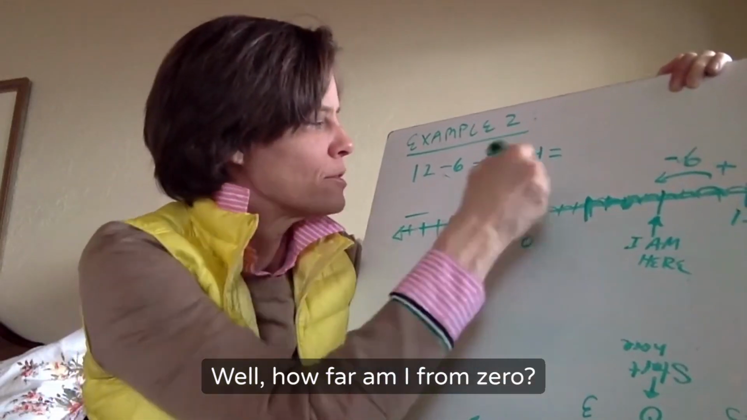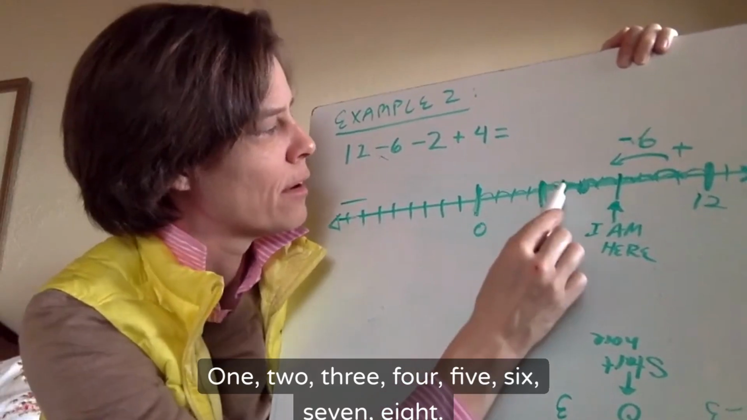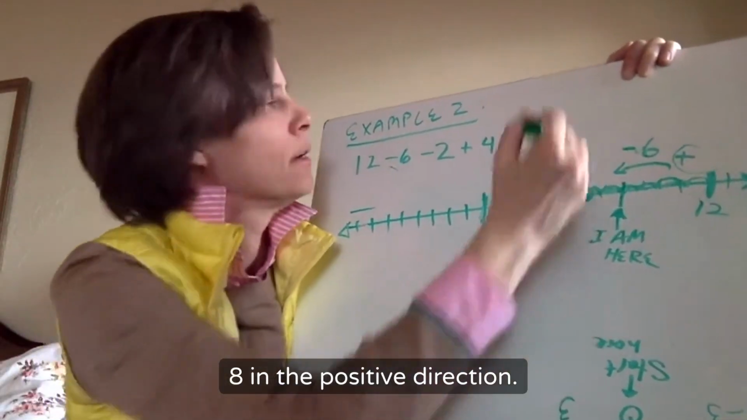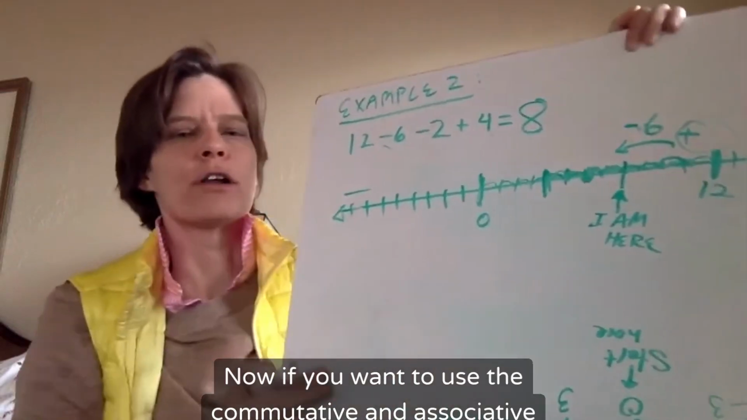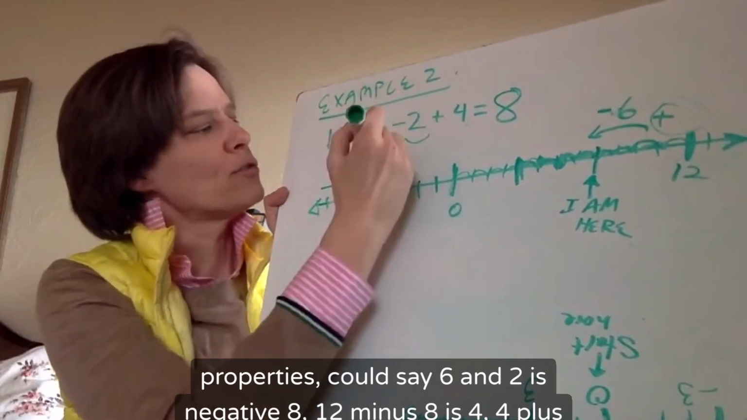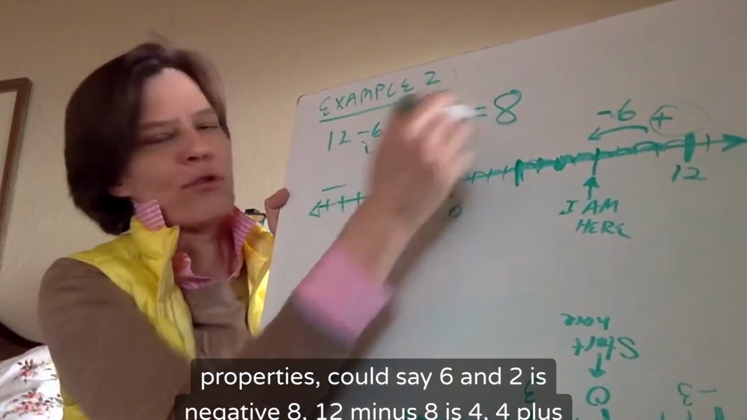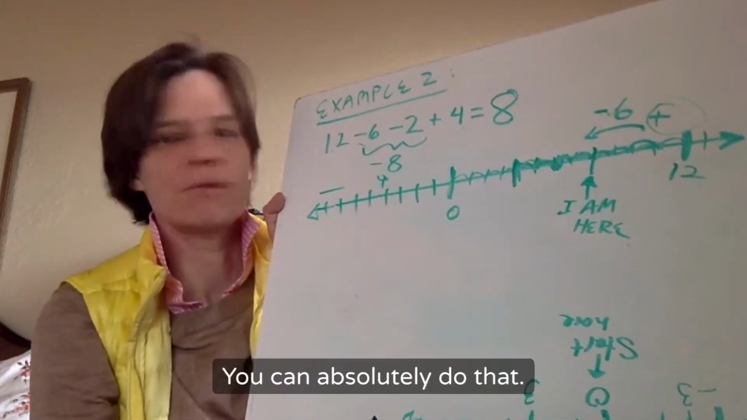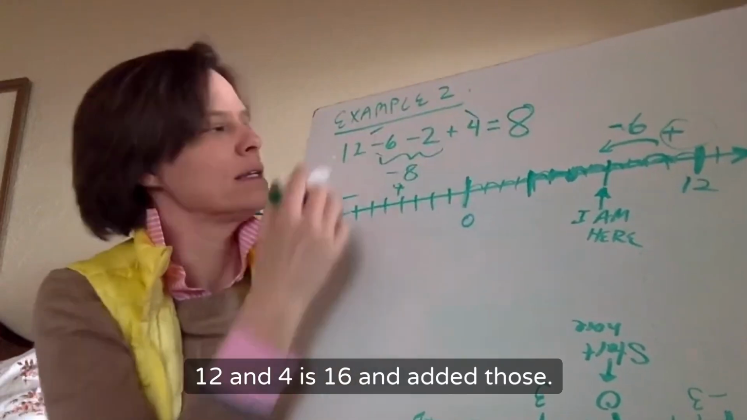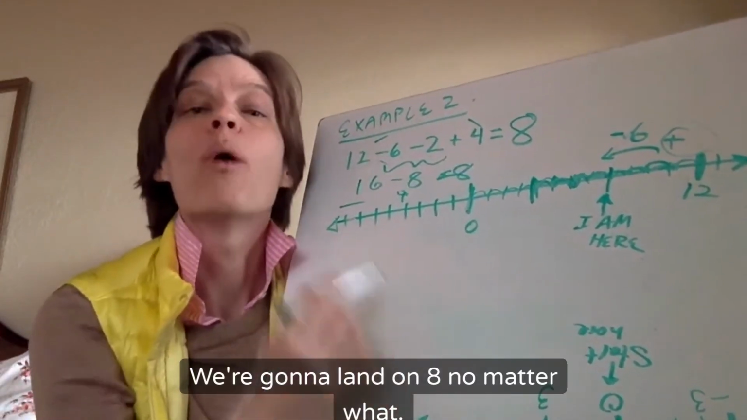Well, how far am I from 0? I'm going to count now from 0. 1, 2, 3, 4, 5, 6, 7, 8. 8 in the positive direction. I am at 8. Now, if you want to use the commutative and associative properties, you could say 6 and 2 is -8. 12 minus 8 is 4. 4 plus 4 is 8. Okay? You can absolutely do that. You could have added these, 12 and 4 is 16, and added those. 16 minus 8 is 8. We're going to land on 8 no matter what.